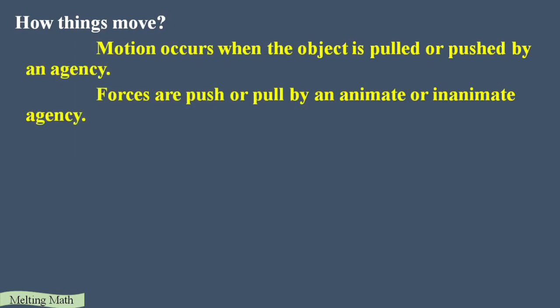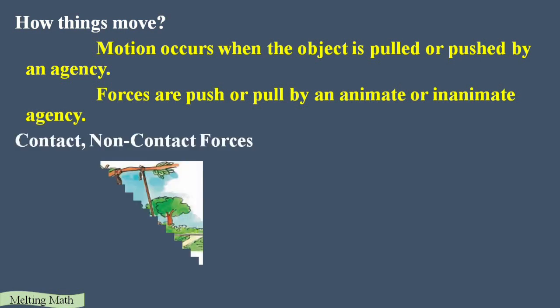Next, how things move. We already discussed this. Things move with a push or a pull of an object. Here they are mentioning that motion occurs when the object is pulled or pushed by an agency. That's what we already discussed, a push or a pull of an object. Second, force is a push or pull by animate or inanimate agencies. These are very important. Here they are mentioning animate means a contact force, and inanimate means a non-contact force.